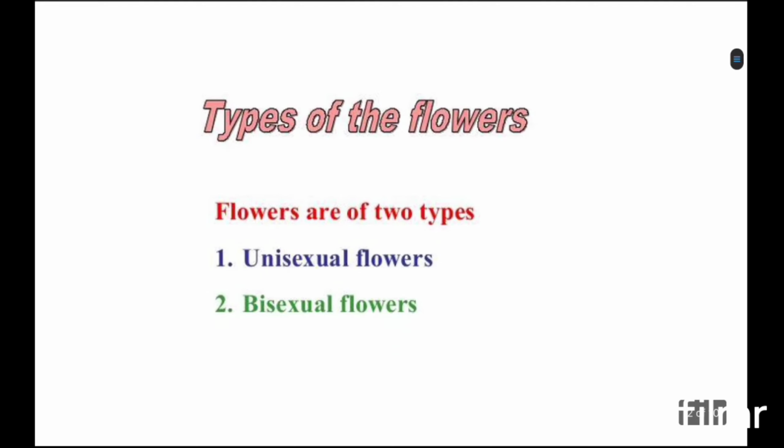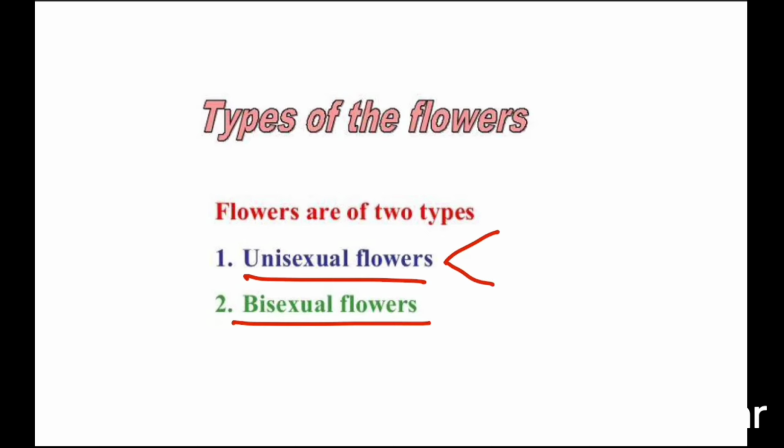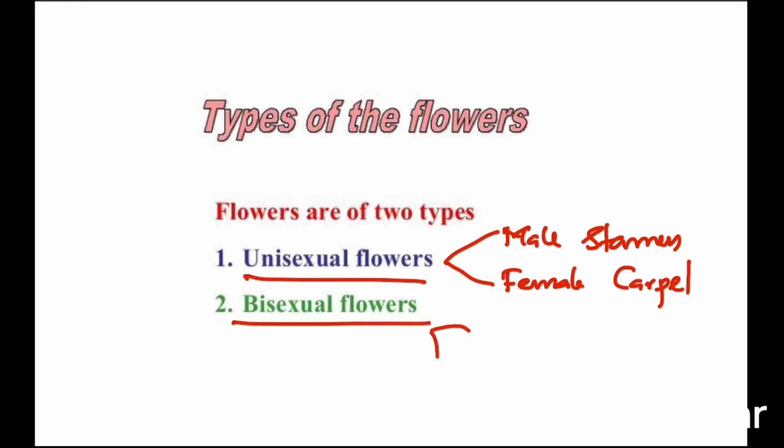Now, according to the type of part present in it, male part, female part, or both, we categorize flowers into two types: the unisexual flower and the bisexual flower. What do you mean by unisexual? That means it consists of only one. Either the male part will be there, that means the stamen, or the female part, the carpel. Then these types of flowers are called unisexual flowers. And in bisexual, both the male and female parts are present. That means it will have stamen and carpel both. So that's the bisexual flower. We will go into detail.